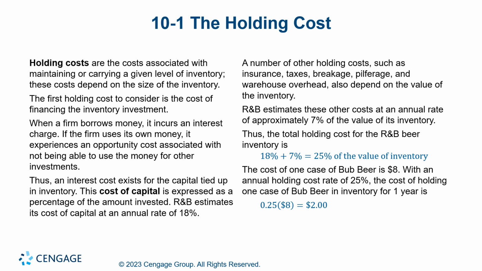The cost of one case of pub beer is $8. When we apply the annual holding cost rate of 25%, the cost of holding one case of pub beer in inventory for 1 year is equal to 0.25 times $8, which is $2.